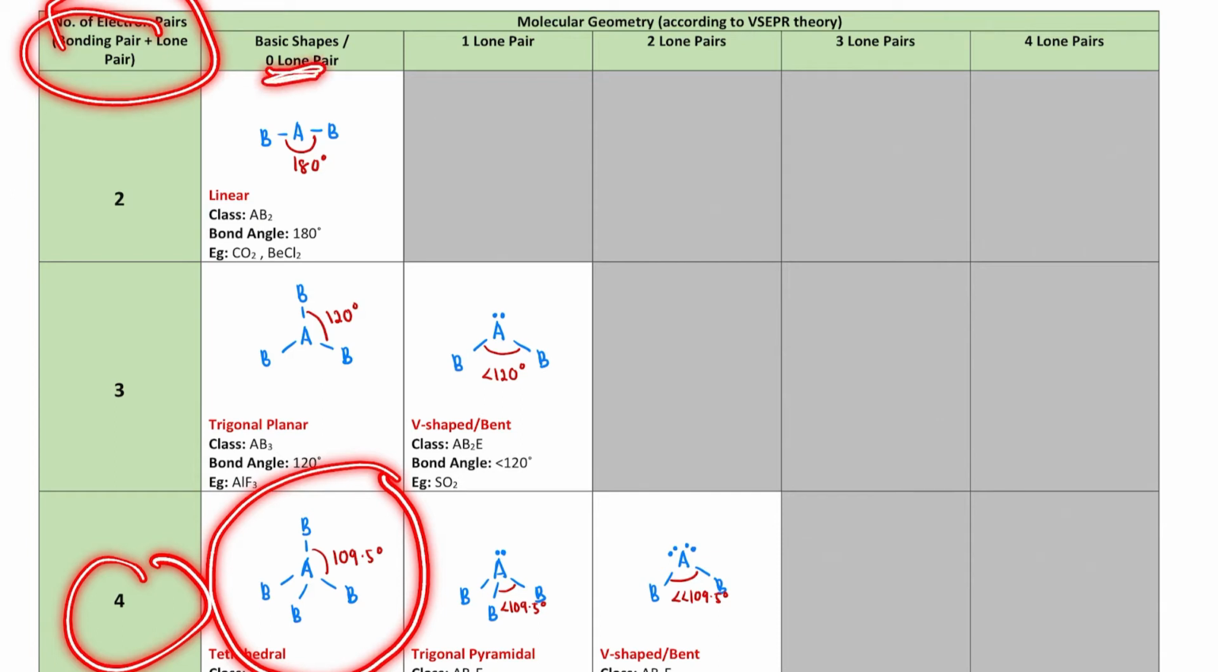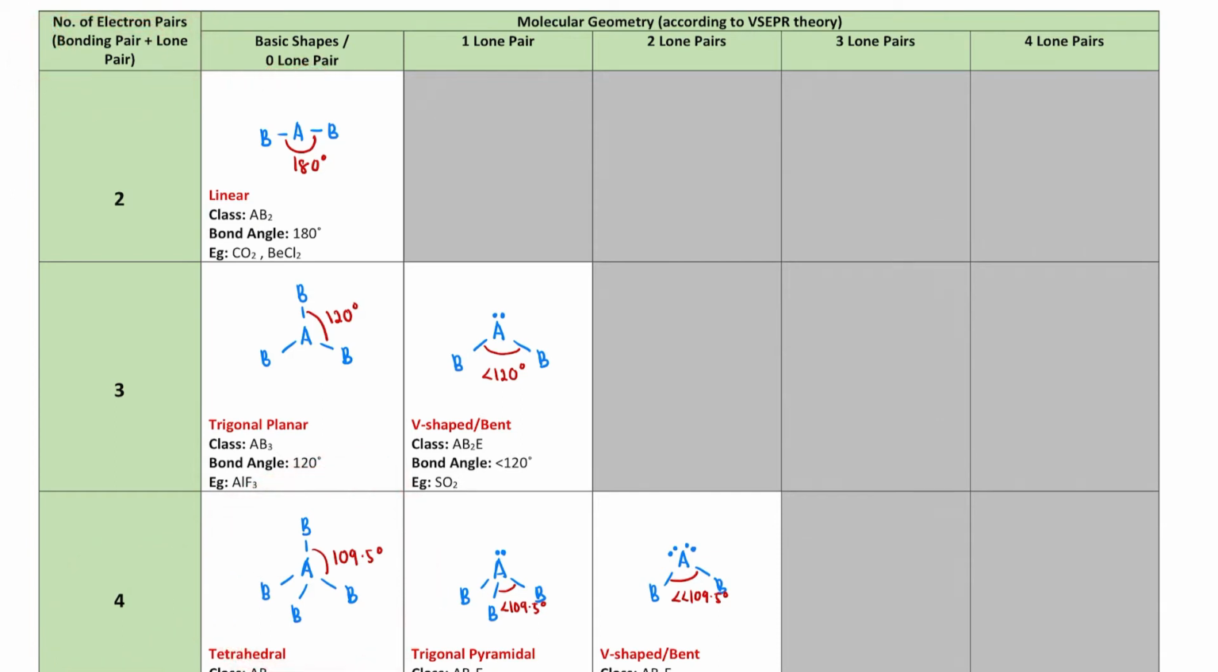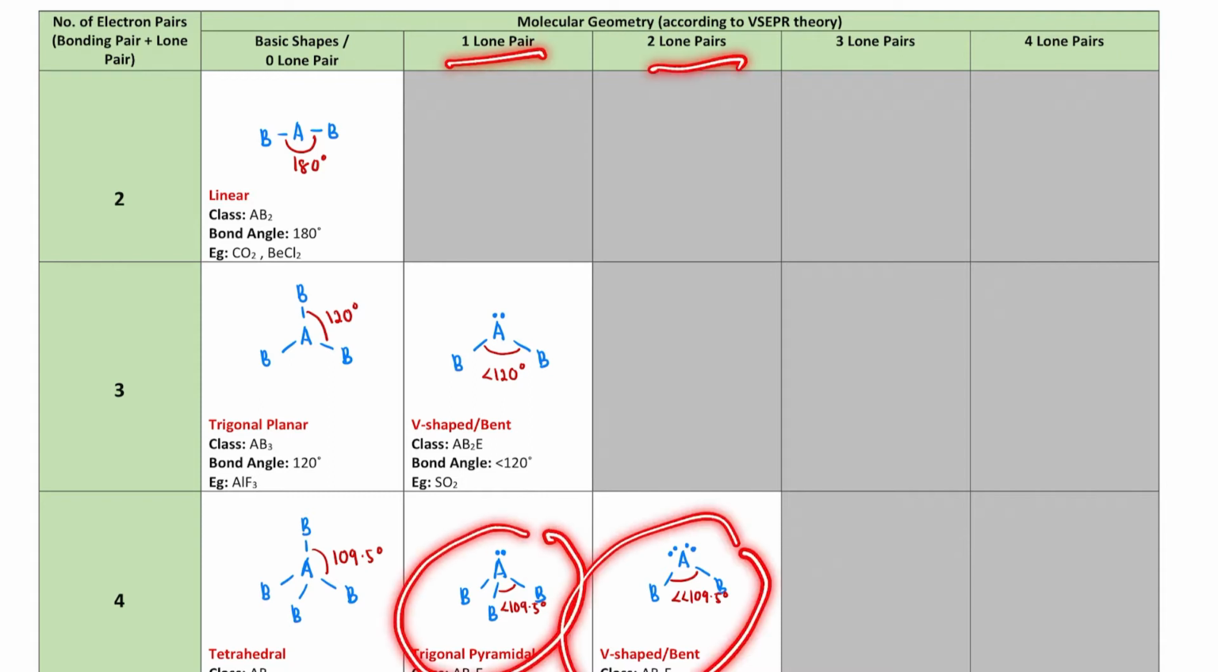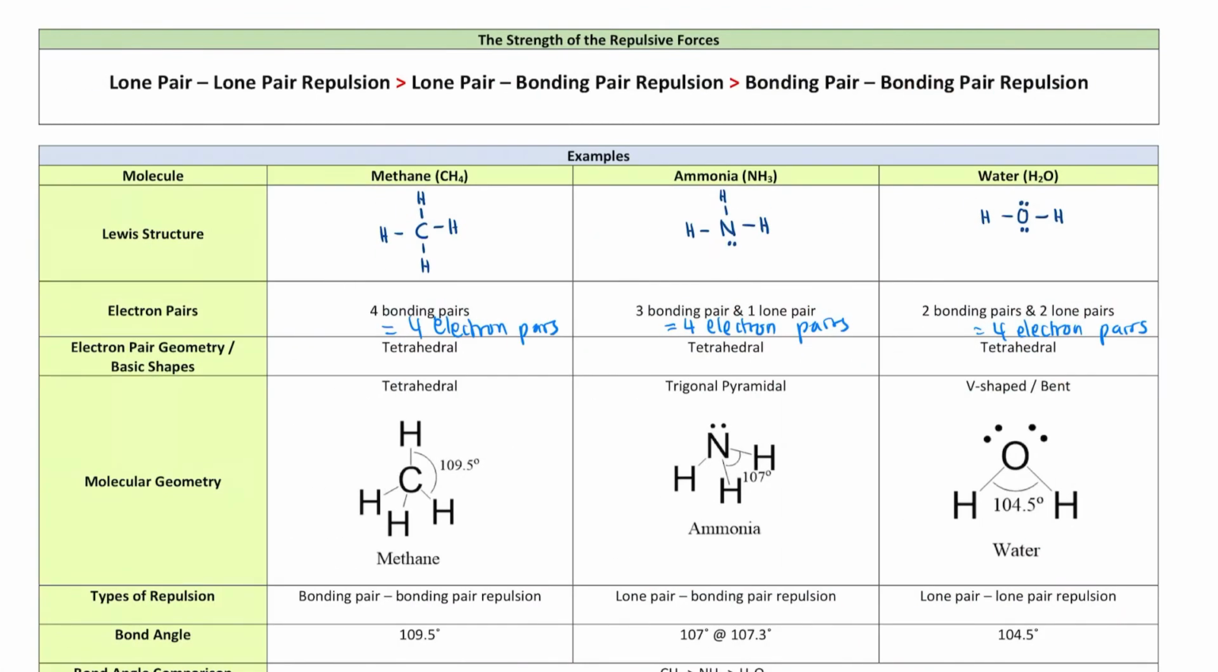If it has 0 lone pair. If it has 1 lone pair, it will become trigonal pyramidal. If 2 lone pairs, it will become V shape. Okay, so that is what happens here. So the basic shape, or the electron pair geometry, that means just following the number of electron pairs, all will be tetrahedral. But the actual molecular geometry, only methane is tetrahedral, ammonia is trigonal pyramidal and water is bent or V shape. Okay, so why is it like this?